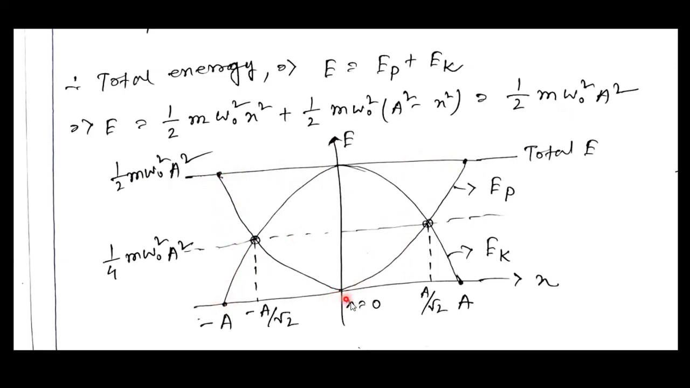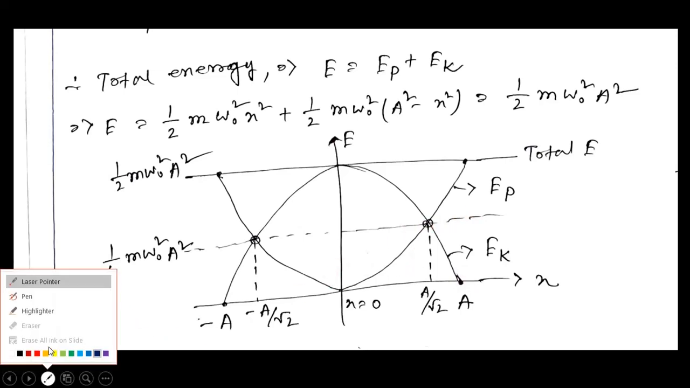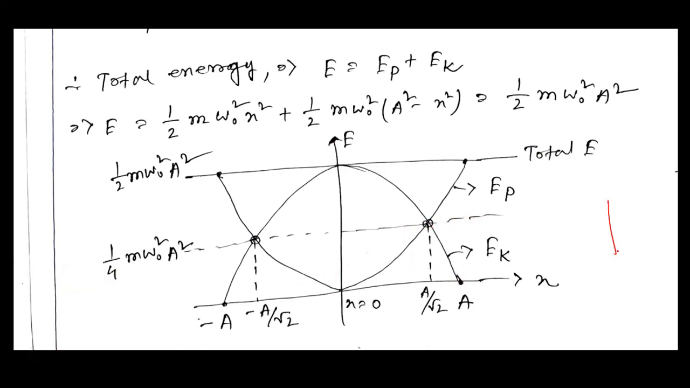At the mean position the potential energy is minimum and the kinetic energy is maximum, whereas at the amplitude, at the end point, the potential energy is maximum and the kinetic energy is minimum. You remember this oscillation, I think you remember this pendulum. This is x equals 0, this is x equals a, and this is x equals minus a. Next one.